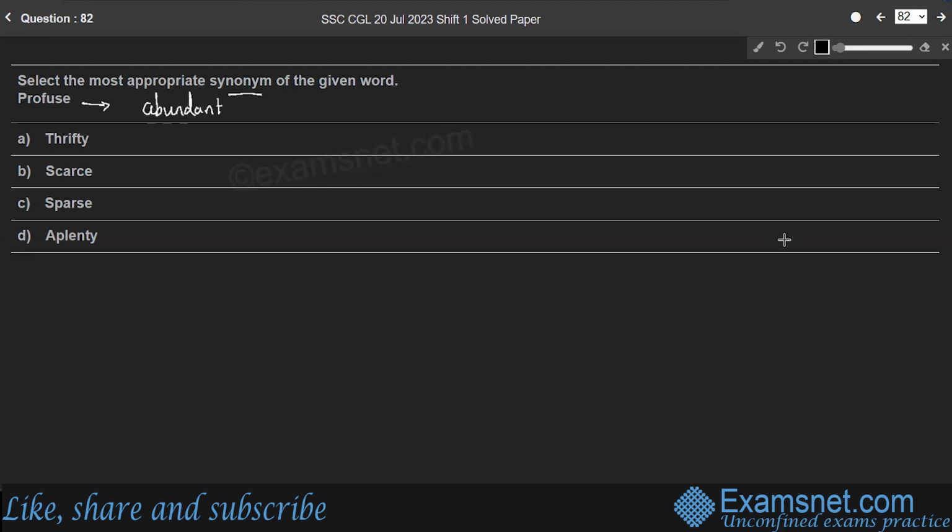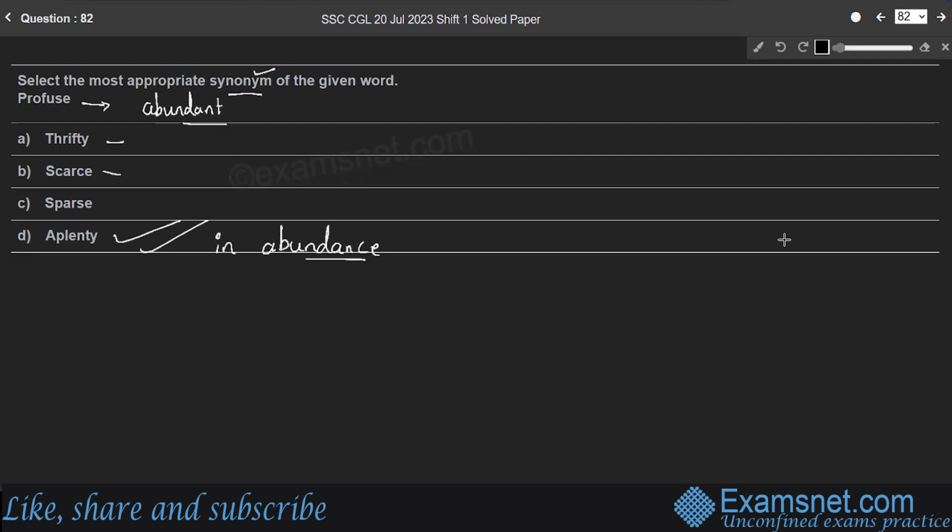So abundant. The synonym of the given word profuse, the options are thrifty, scarce, sparse, and aplenty. Here option D, aplenty, is the right one. That is the synonym of profuse. Aplenty means again the same meaning, in abundance. For example, there are options aplenty, so it's worth the time to really examine all that is available. Therefore, option D is the right answer.